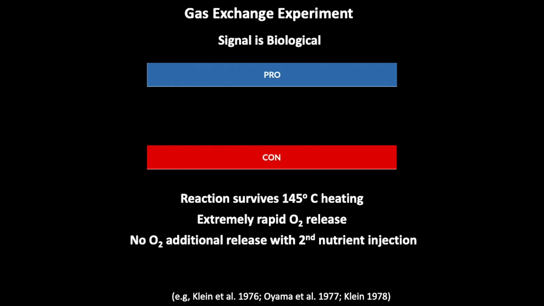If we consider the hypothesis that the signal is biological, we can examine both pro and con arguments and the evidence that supports or refutes this assertion. Characteristics of the gas exchange response included that the reaction survives heating to 145 degrees C, the release of oxygen is extremely rapid, and a second injection of nutrient did not result in additional gas production, which indicates that biological growth did not occur.